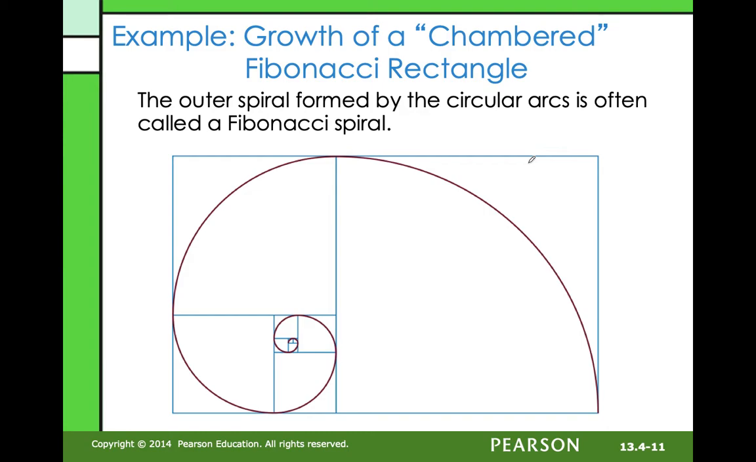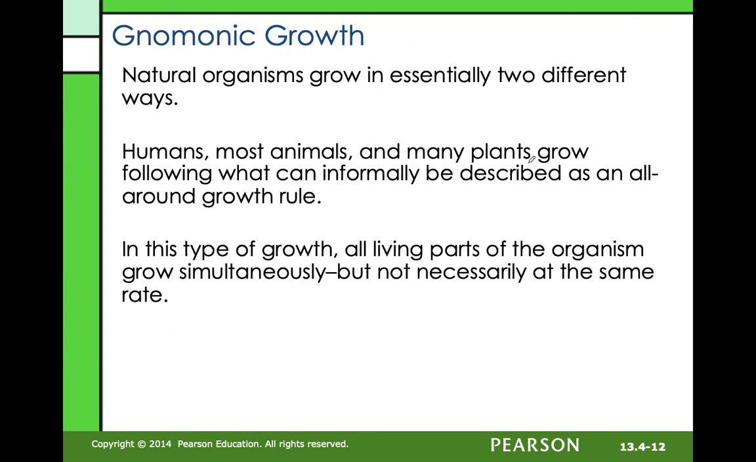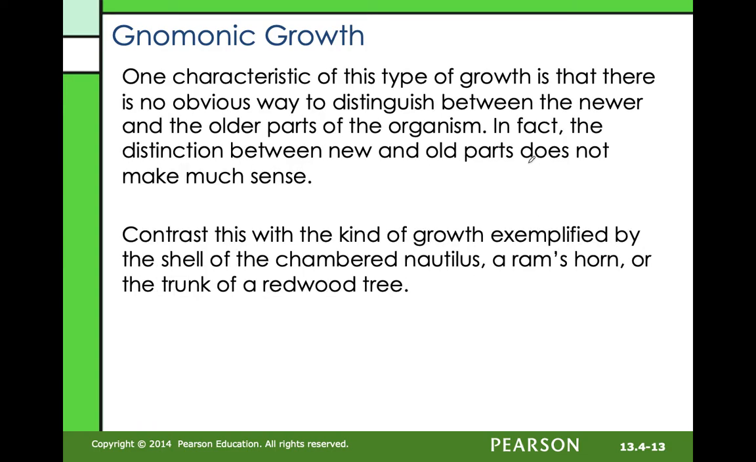That spiral connects back to those Fibonacci numbers that we talked about in the very first notes for this section. Natural organisms grow in essentially two different ways. Humans, most animals, and many plants grow following what can informally be described as an all-around growth rule. In this type of growth, all living parts of the organism grow simultaneously, but not necessarily at the same rate. One characteristic of this type of growth is that there is no obvious way to distinguish between the newer and older parts of the organism.